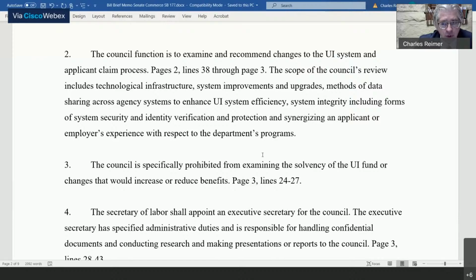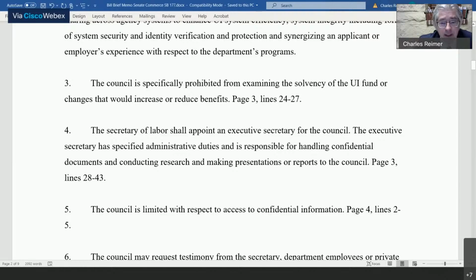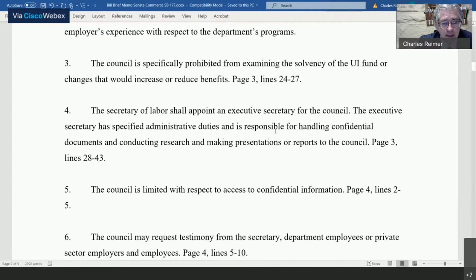So also the council will look at forms of system security and identity verification and protection, and also seek to make the application or employer interaction with the department's programs on the website as seamless as possible to make it a customer-friendly experience. The council is specifically barred from examining the solvency of the UI fund or any changes that would increase or reduce benefits.